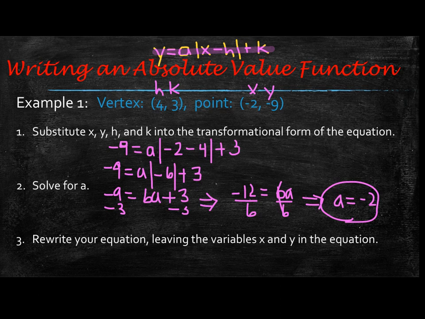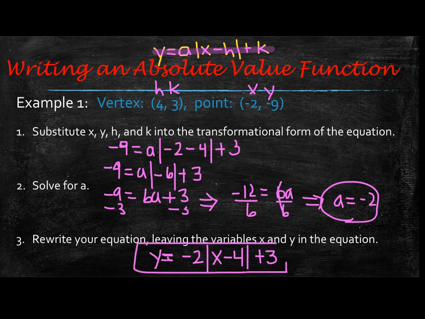We're going to leave our variables x and y in the equation, so we're going to put y equals, we found our a is -2, times the absolute value of x minus 4, plus 3. And now this is the equation that fits that description. It has a vertex at (4, 3), and when we graph this, we would see that it does go through the point (-2, -9).